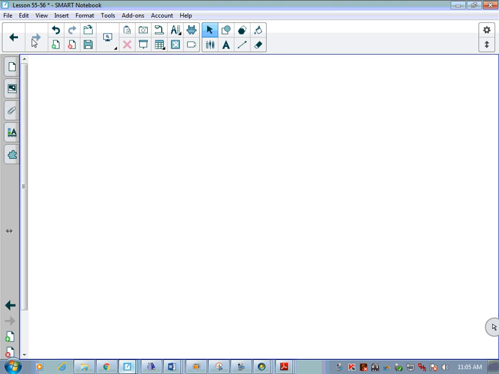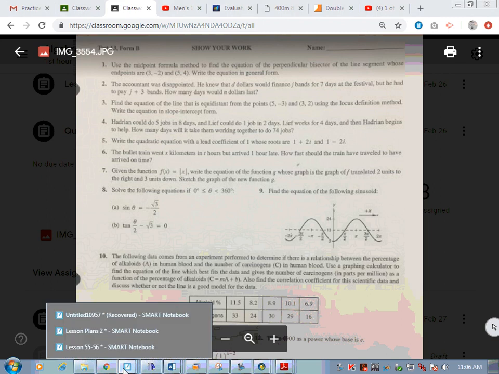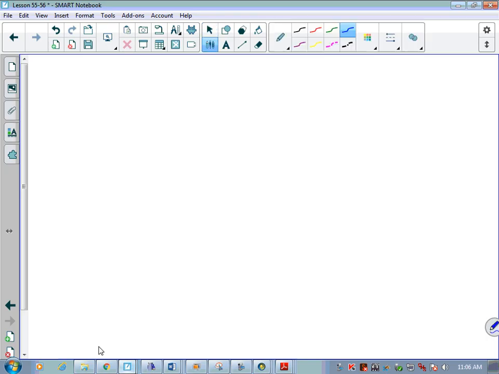Okay. All right, let's look at our next one. Number 6. A bullet train went x kilometers in t hours, but arrived 1 hour late, so we're dealing with distance, rate, and time, correct? How fast should the train have traveled to arrive on time? Okay, so distance, rate, time. His distance was x, right? His time was t plus 1, since he was an hour late, right? His rate was x over t plus 1, correct? That was the rate at which he was going.